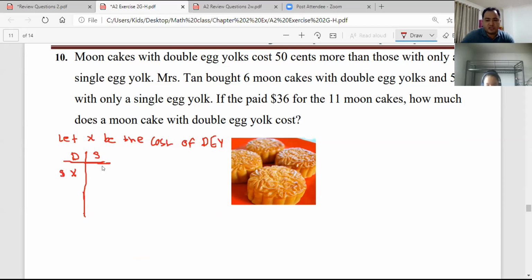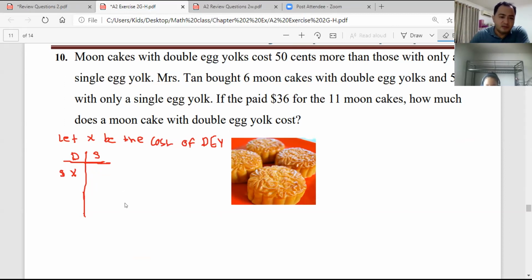Shahina, immediately we need to change cents into dollars, right? Yeah. 50 cents equals $0.5, or 1 over 2 dollars. So write the price of single egg yolk. 0.5. Okay. No, Shahina, it says 50 cents more. I thought that the double egg yolks were 50 cents more.